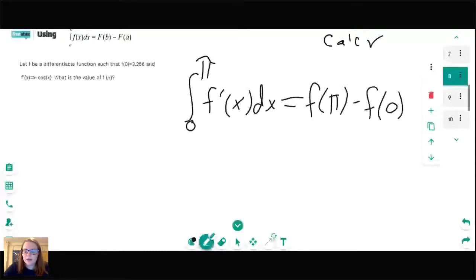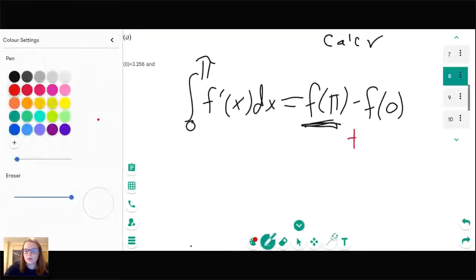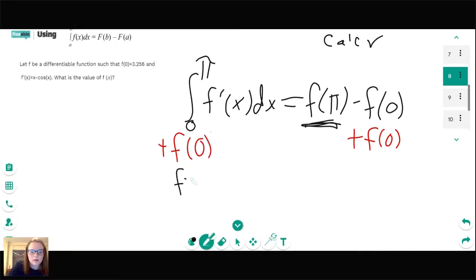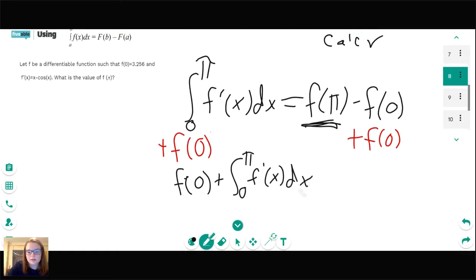So then, since I've got that already, I've got f of pi right here. So if I can solve for that, then I'll be good. So what I'm going to do is take f of 0 and move it over to the other side. Okay, and we end up with, sorry, this should not be x, this should be 0 right here. F of 0 plus the integral from 0 to pi of f prime of x dx equals f of pi, and that's what we're looking for there.